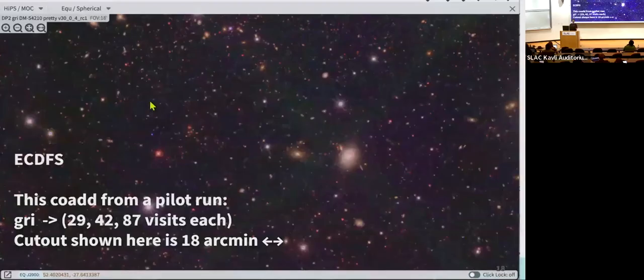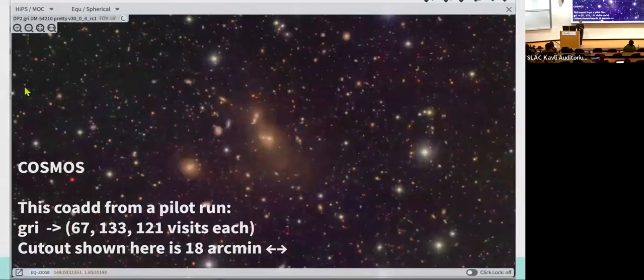You've been hearing a lot about the Extended Chandra Deep Field South. I just noticed you can see the cursor on the back screen. That's better. Okay, so Extended Chandra Deep Field South is not as deep as DP1 just because of the time of year that we were observing.